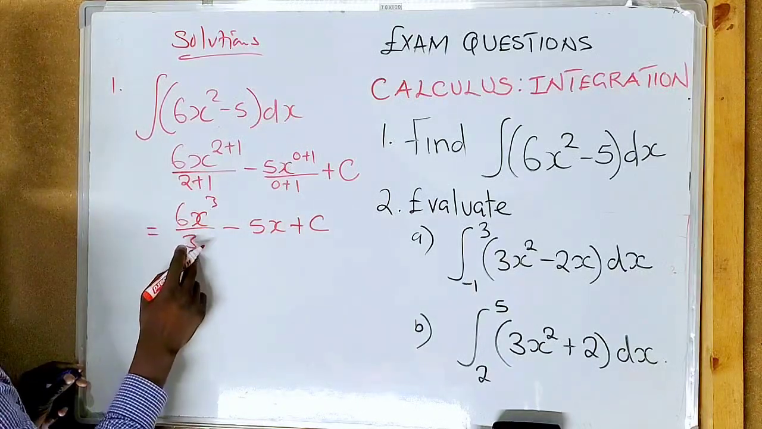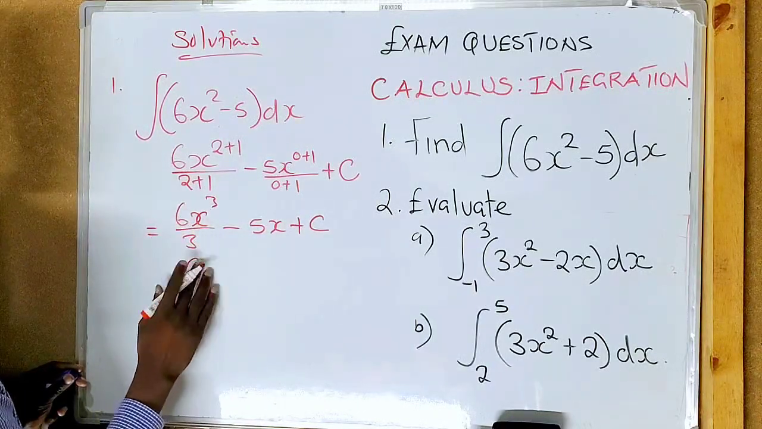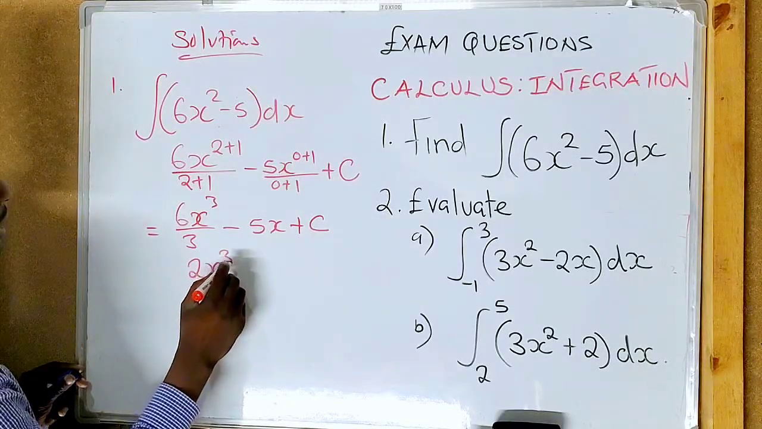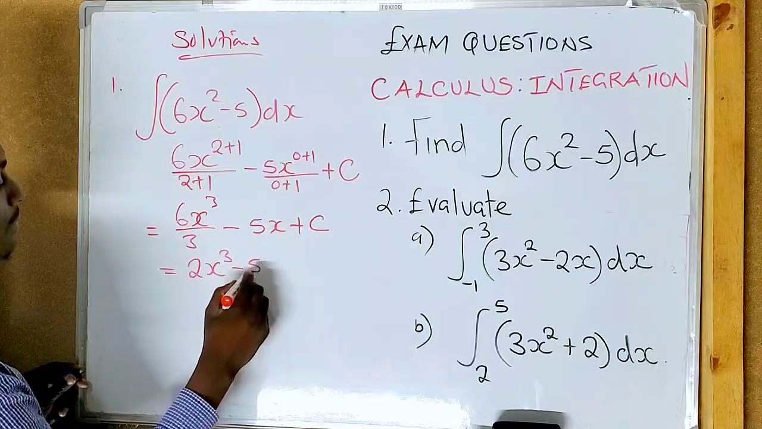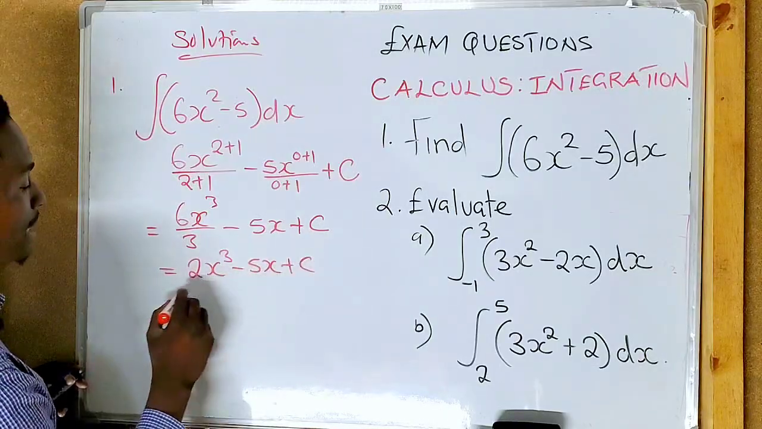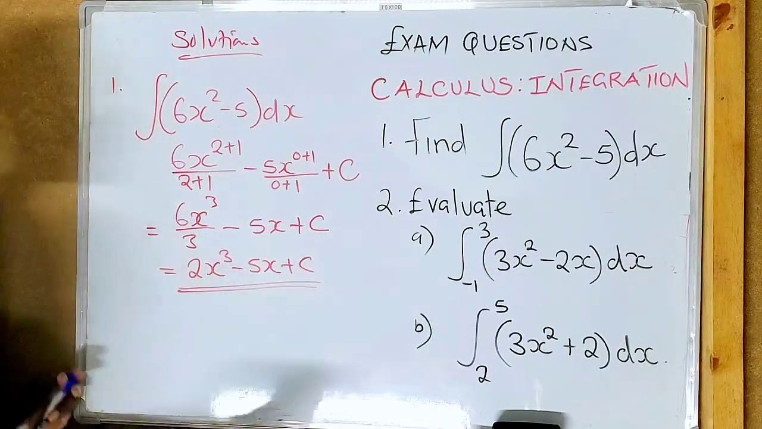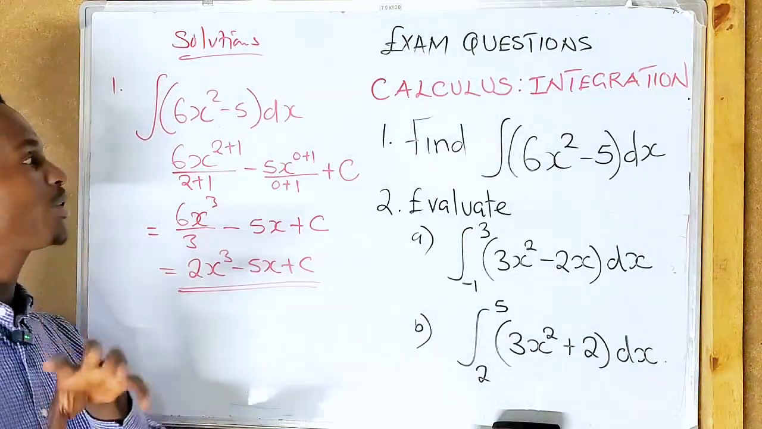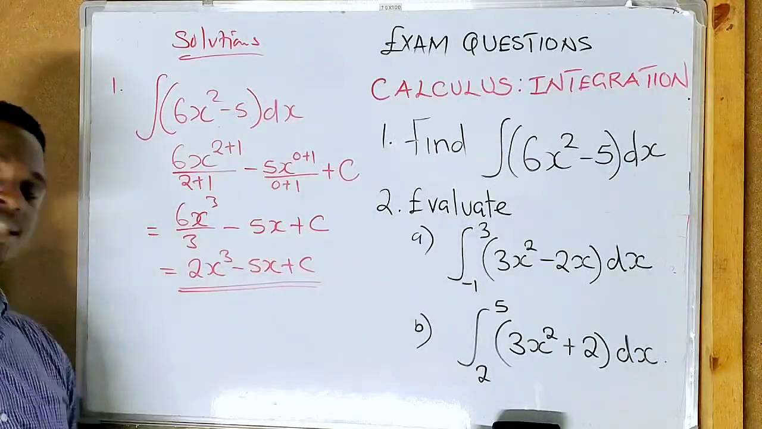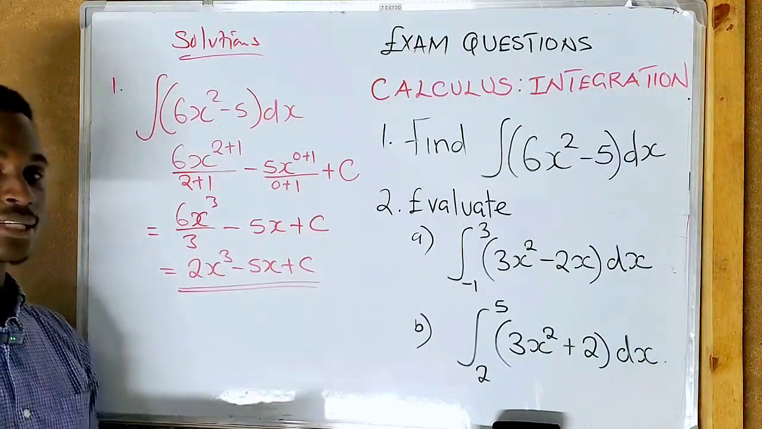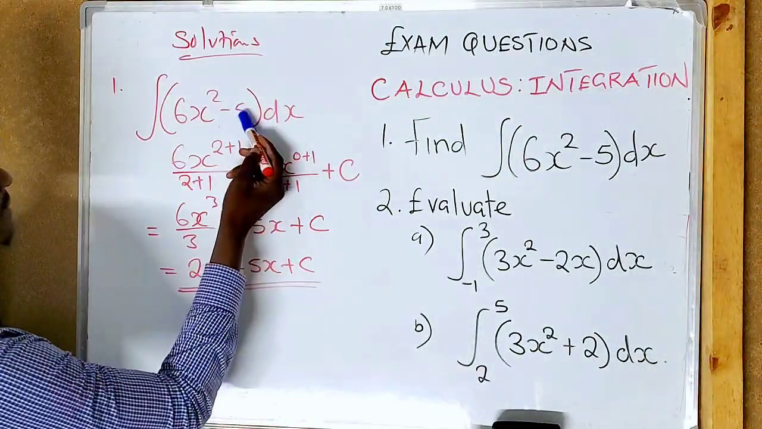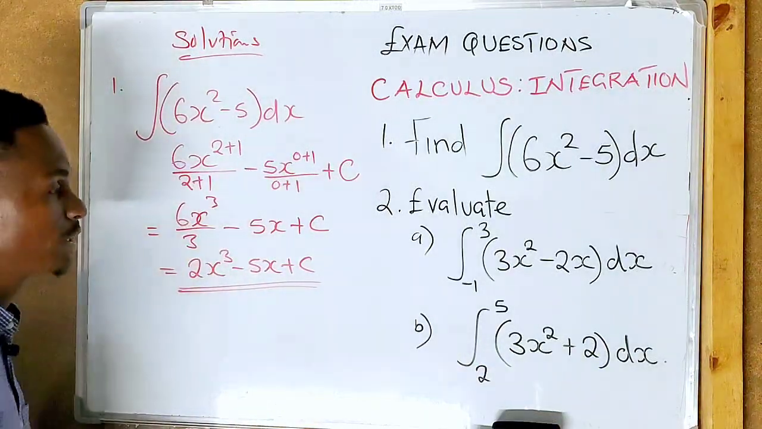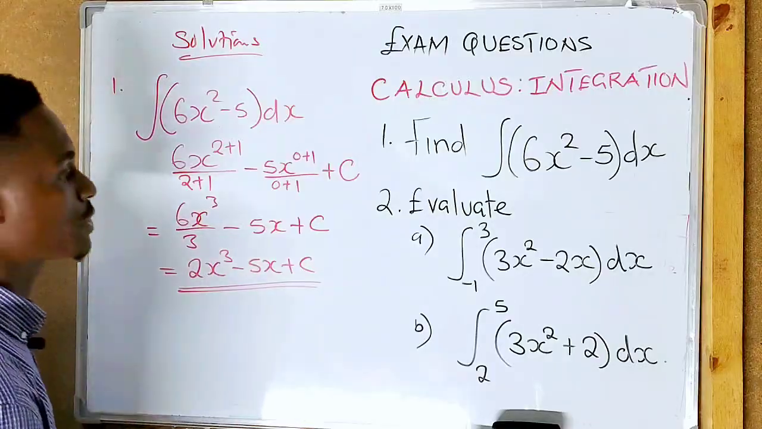We can divide here, 3 into 6 is 2, so 2x to the power 3 minus 5x plus c. And this is the answer. Simple, right? So when you are given a constant number, just add the x and you're good to go, because this 5 is the same as 5x. Here we're going to add the x with this 2. Simple.